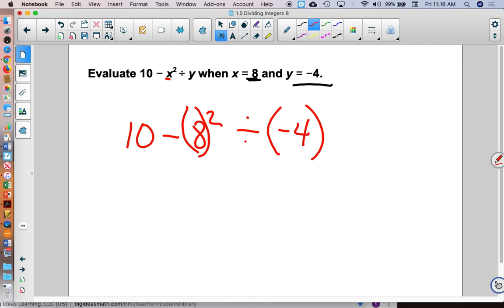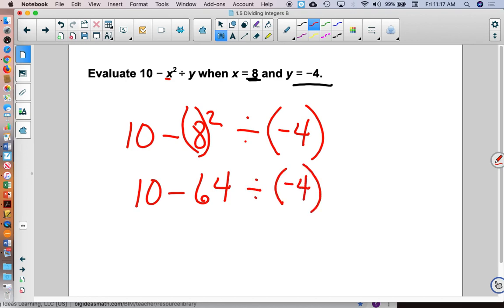So 8 times 8. And actually, parentheses, normally in order of operations that they talk about is more like 3 plus 5. I would have to do that first. But you still have to do exponents. Right, and then after parentheses comes exponents. So I'm going to deal with exponents. I have 10 minus, what is 8 times 8? 64. 64 divided by negative 4.